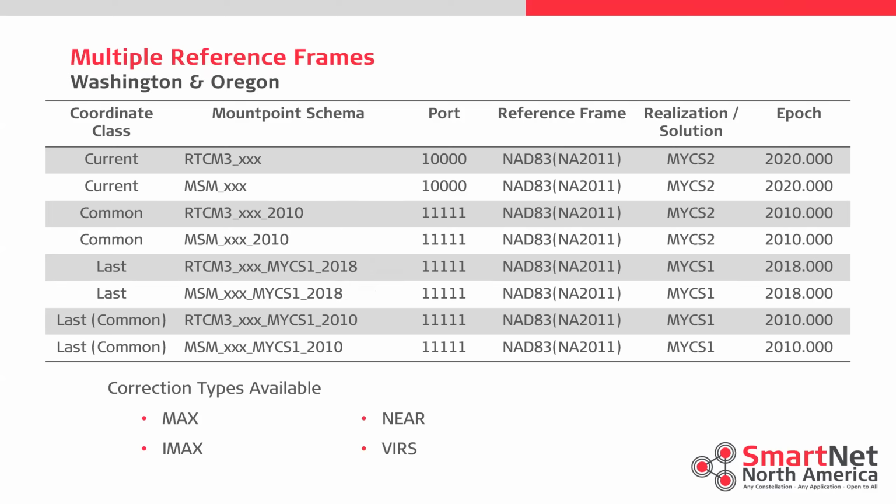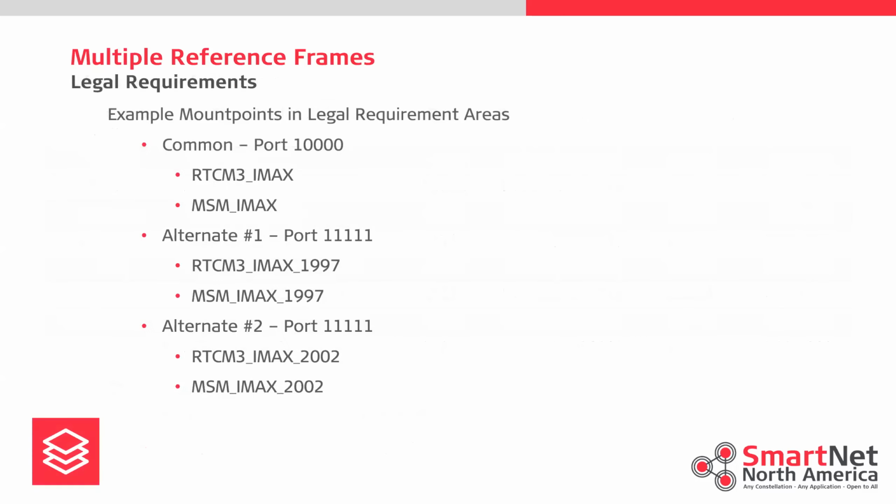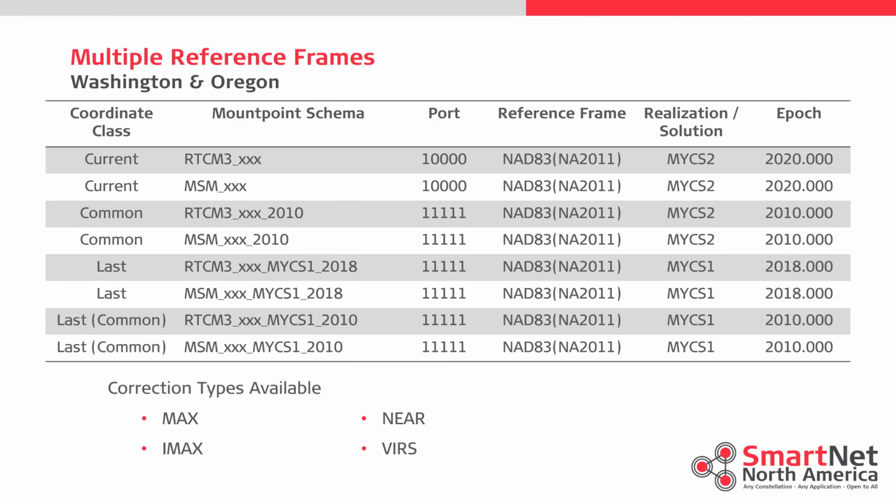Same thing in Washington and Oregon. NYCS1 2018 Epoch will be available on the last mount point. Last common, NYCS1 2010, will be available on that mount point as well. In BC, again, common will be updated to version 7, but we'll still have 97 and 2002 available to you guys in BC.